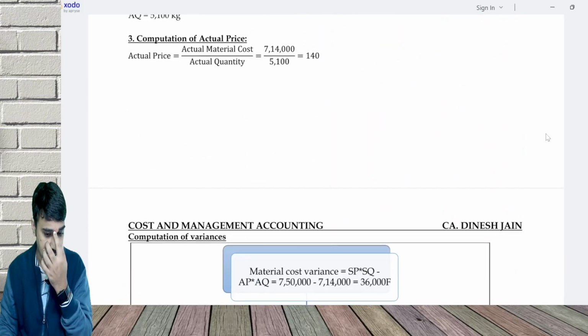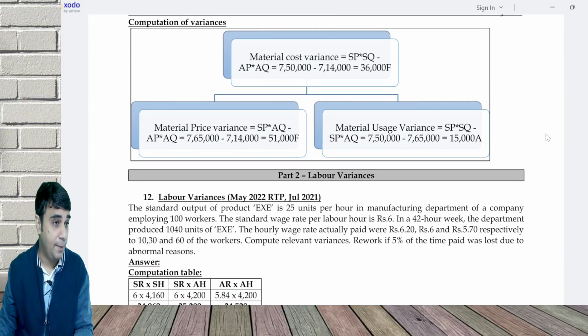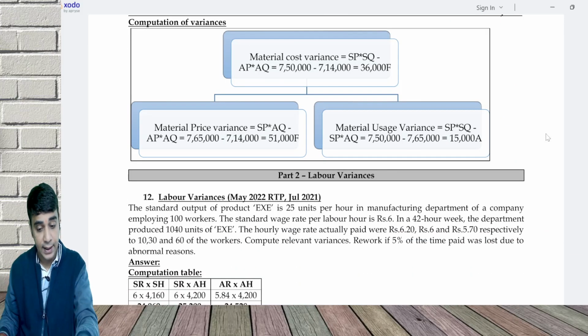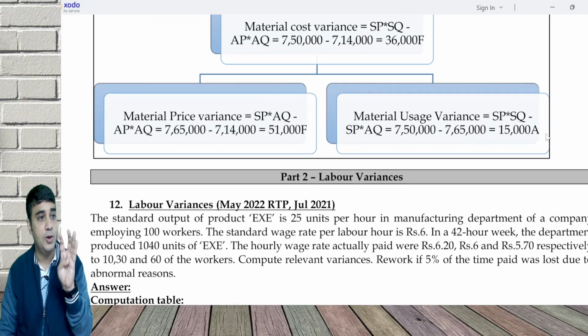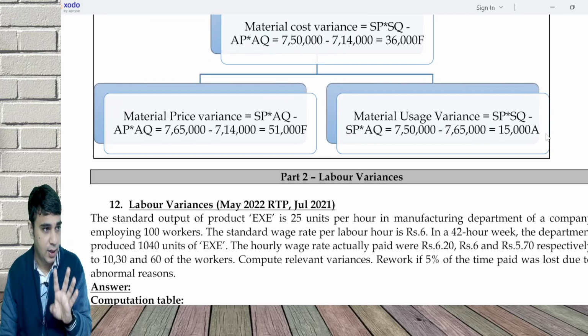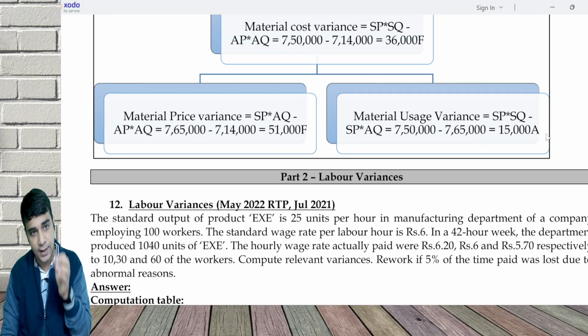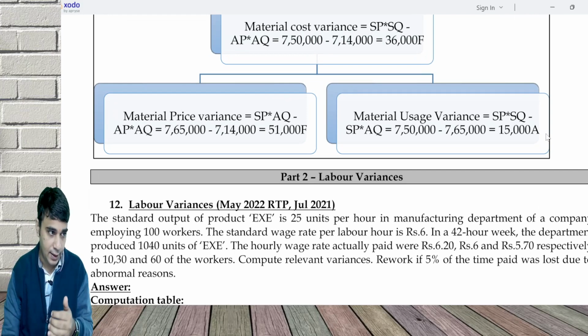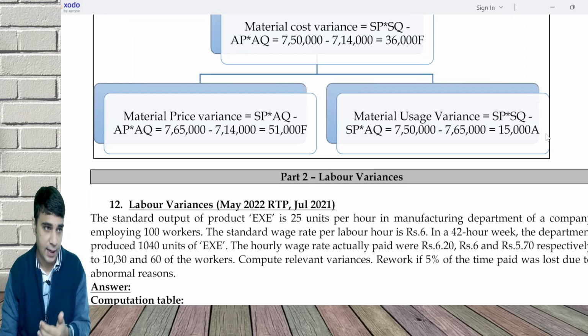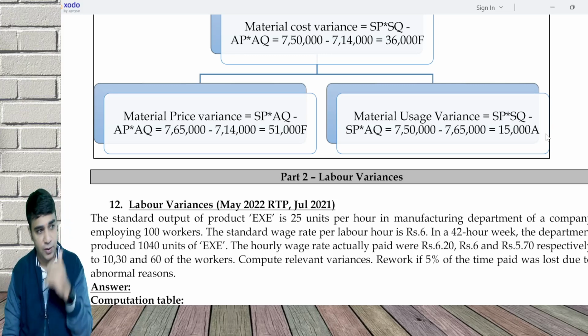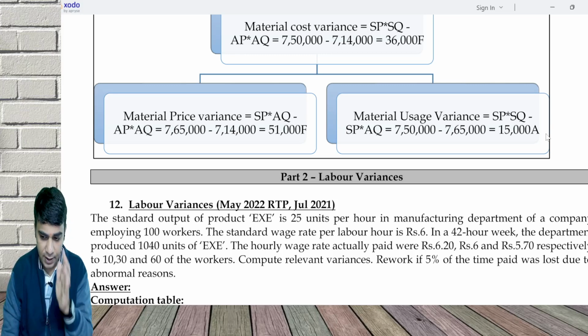Question 11 we did in class. I'll quickly revise labor variances and then we start doing problems. In labor variances, I have taken you through 4 situations. We had single labor without idle time, single labor with idle time, multiple labor without idle time, multiple labor with idle time.